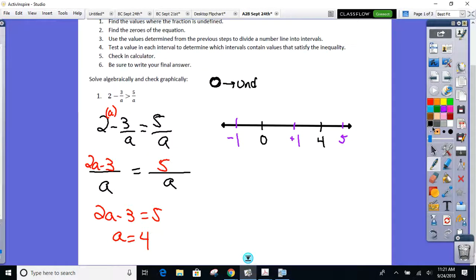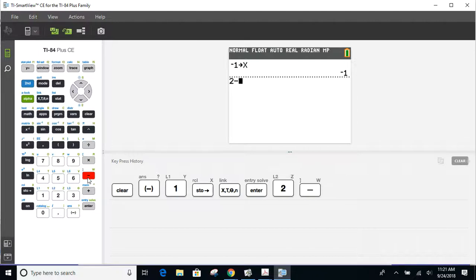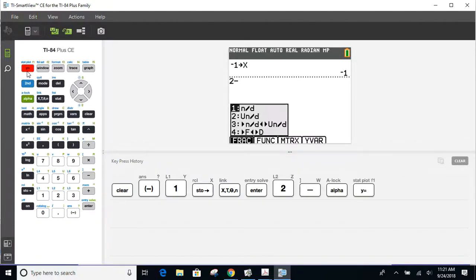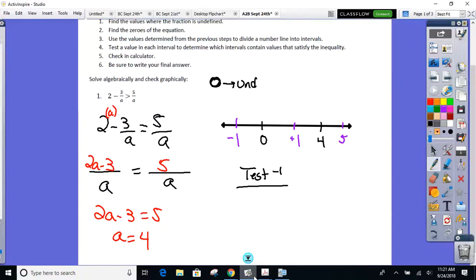Okay, everybody ready? So we're going to test -1 first. Here we go. Take -1, store it in for a or x. Again, I told you whatever floats your boat. I'm an x guy, so I keep it x. What's the left side of my inequality? Read off the left side to me. 2 minus, okay, fraction template, 3 over a, or in my case, x, because I'm using x. And that gets me to 5. All right, so I got 5.